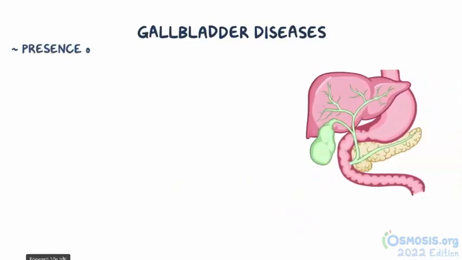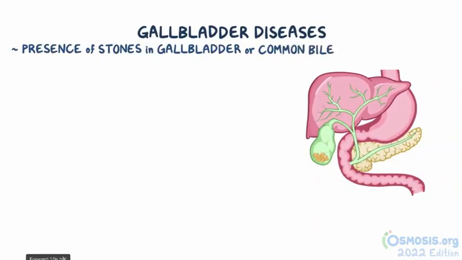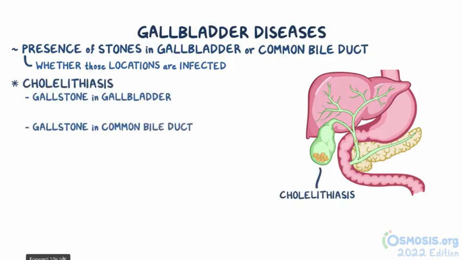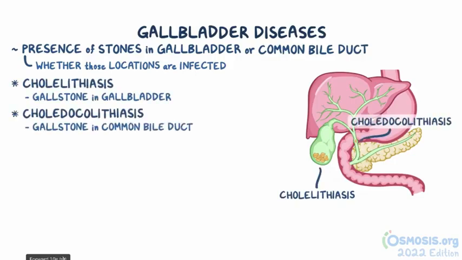Now, most gallbladder diseases are related to either the presence of stones in the gallbladder or in the common bile duct, and whether those locations are infected as the result of an obstruction caused by gallstones. A gallstone in the gallbladder is called cholelithiasis, and a gallstone in the common bile duct is called choledocholithiasis, and both are associated with mild inflammation.